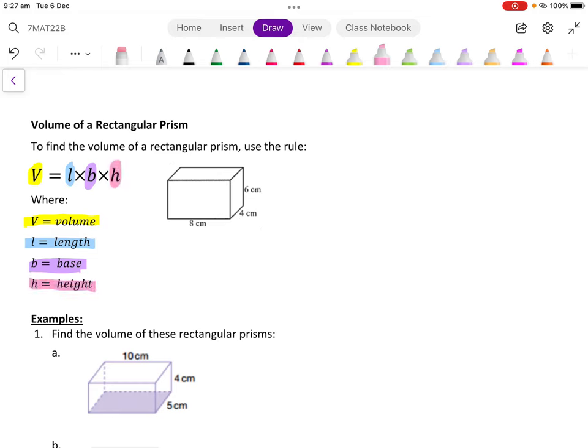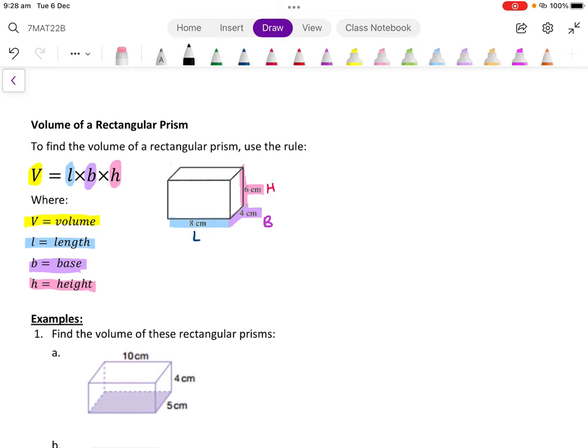So if we look at this example here, our length is the distance going across here. So this is our length. We do our curly L, or if you don't want to do your curly L, you can do a capital L. Our base distance is the distance going away from our length, which in this case is our 4 centimeters. And our height is the distance going up, like so, which is our 6 centimeters.